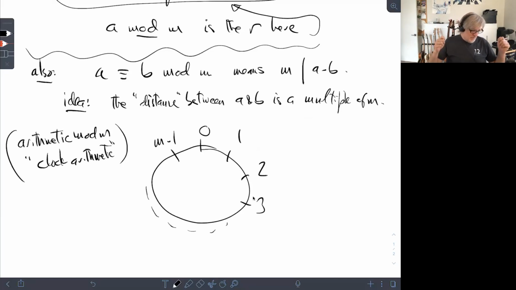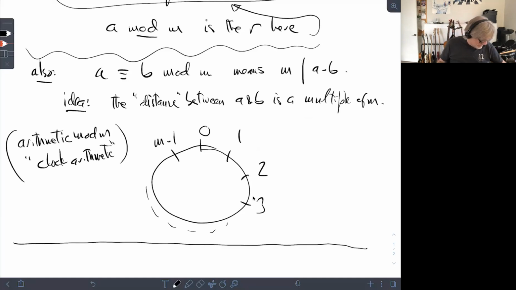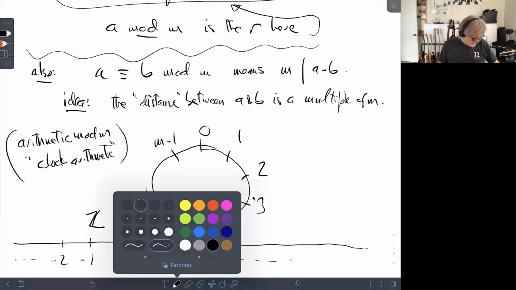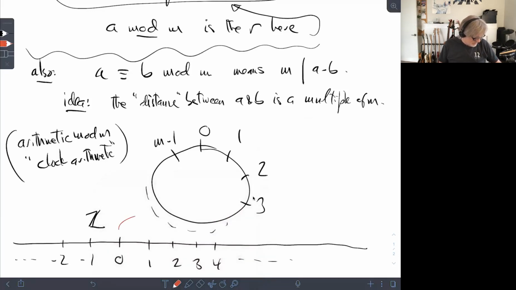Okay, so what does it mean now that the distance between a and b is a multiple of m? So this is the trick that we use. You look at Z as a line like that. So you've got 0, 1, 2, 3, and so on, and the negatives like this. You can wrap this line around the circle. So the 0 will go to 0.